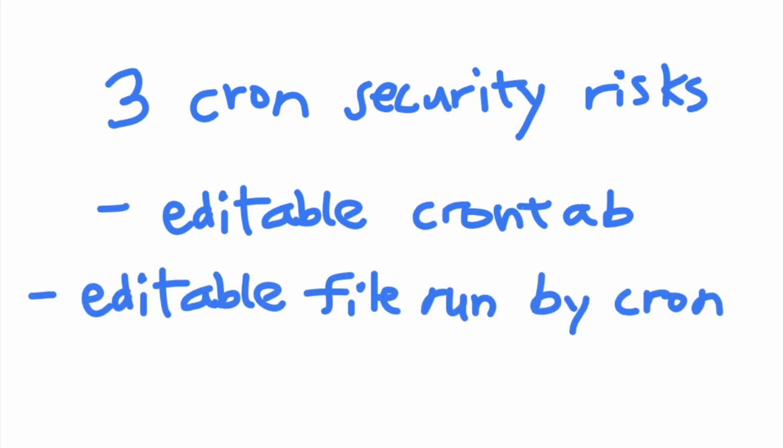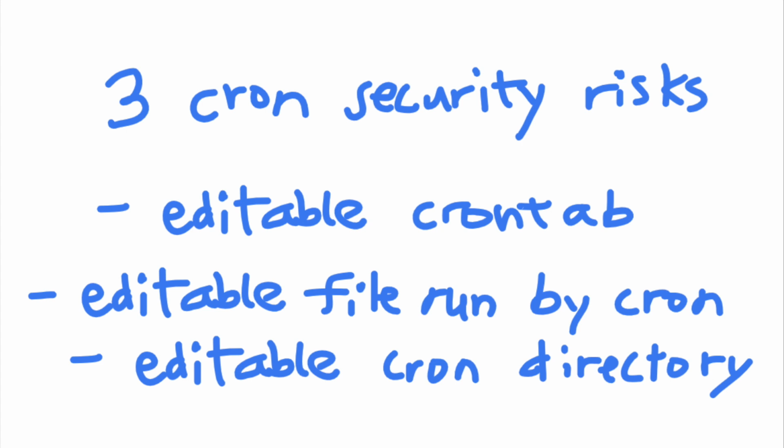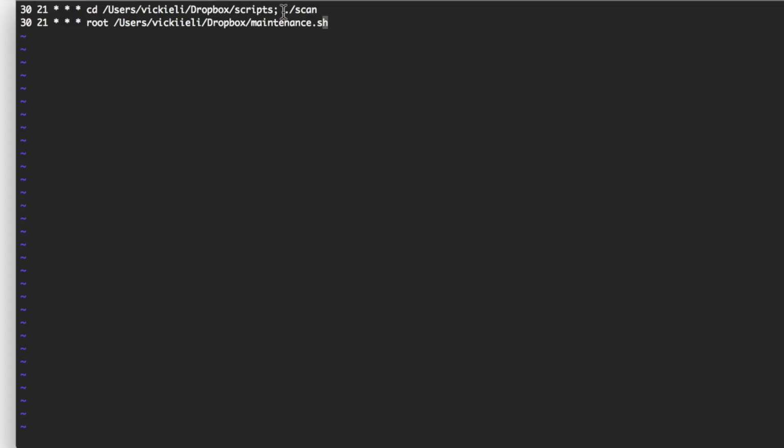And if any script or binary run by cron jobs is writable by the attacker, they can modify these files to include arbitrary code. And finally, if the system-wide cron directories like cron.d or cron.hourly are writable, attackers can add new executables into the folder that would get automatically executed. For example, let's say the following line is defined in the system-wide crontab. Every day at 9:30 p.m., cron runs a maintenance.sh shell script and the script is run under root privileges.